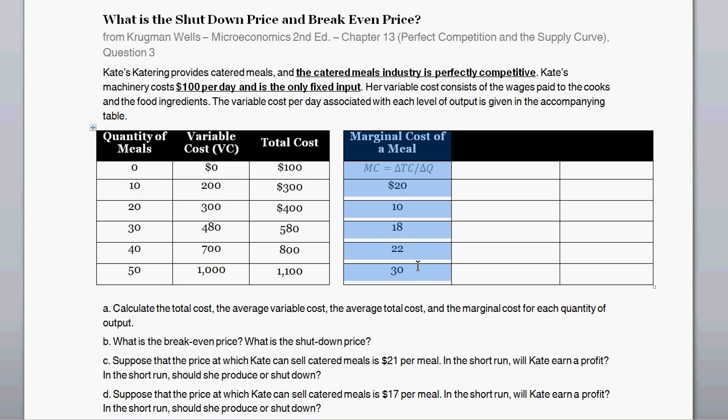So let's say the price in this market is 22. This firm is actually going to maximize its profits or minimize its loss if it produces somewhere between 30 and 40. So this marginal cost kind of gives you the firm's optimal behavior. You know, what is the thing that the firm should do at this point?